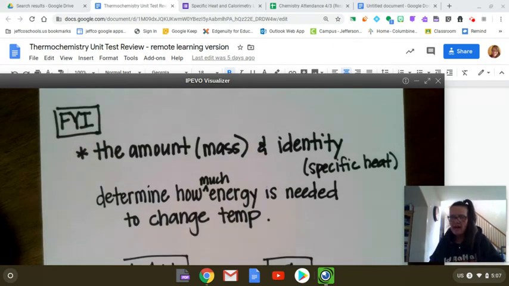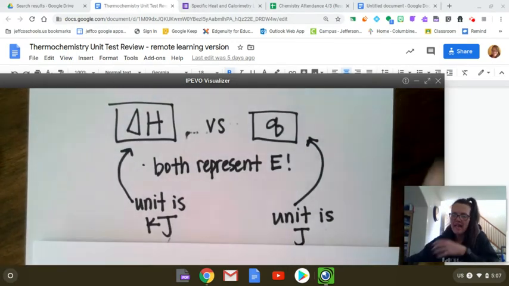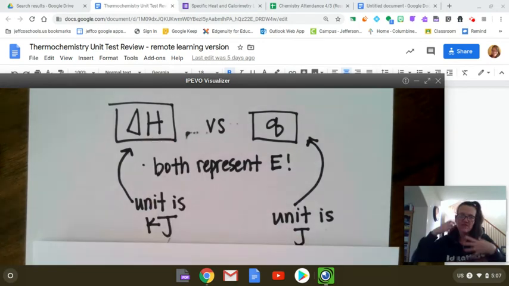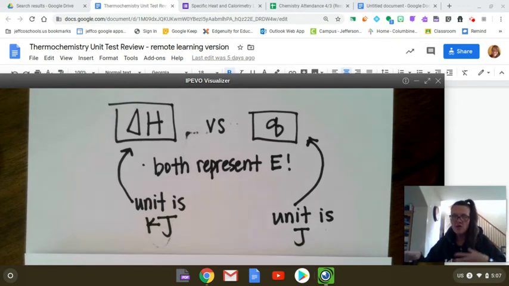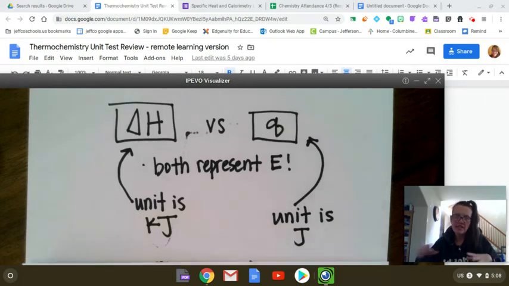Okay. Now, one real quick little idea that I want to point out here. So far, we've been representing energy with an H, which stands for enthalpy. Now we're going to switch gears and we're going to represent energy with a Q. And I'm not really sure why. I should probably go back and read the history of why we did that. So they both represent energy. The difference between the two comes from the unit. So the unit for delta H is kilojoules, right? Like the kilo prefix, whereas the unit for Q, for that energy that is needed to change temperature, is in just regular joules. So just like grams versus kilograms, this is joules versus kilojoules, okay?